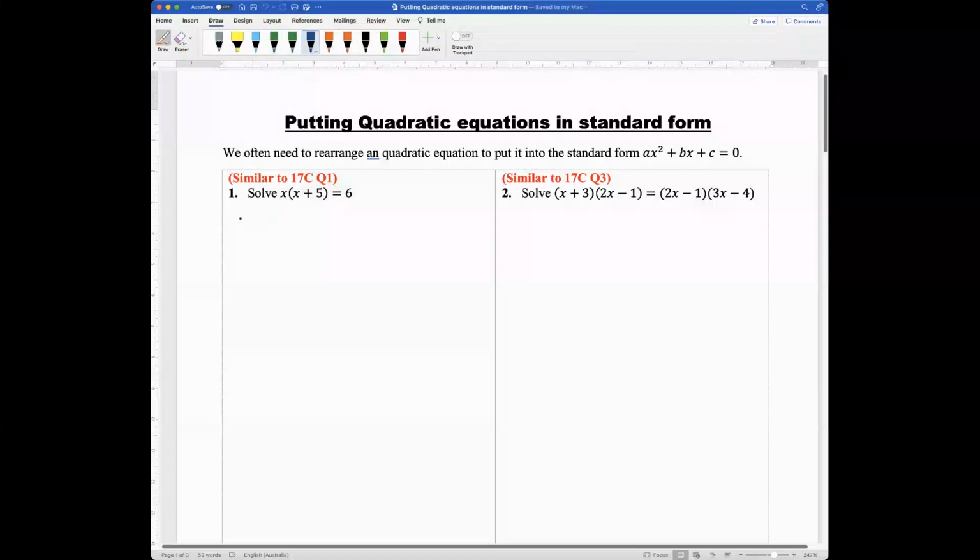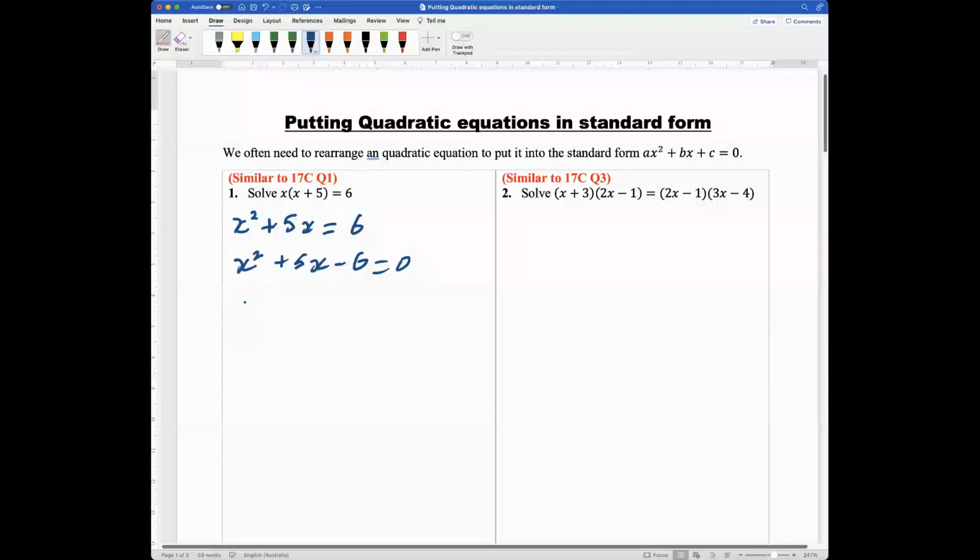So first thing I'm going to do here is expand the brackets. Okay, so x squared plus 5x is equal to 6. Then we're going to put everything onto one side, so subtract 6 from both sides. You're going to get x squared plus 5x minus 6 is equal to 0. Now, that is in standard form, ax squared plus bx plus c equals 0, so we can go ahead and factorize and solve.